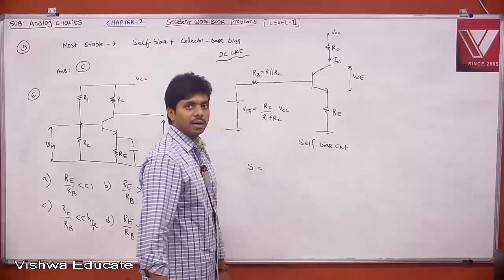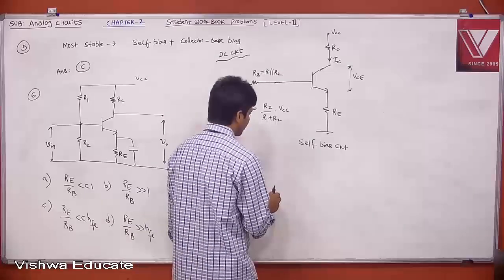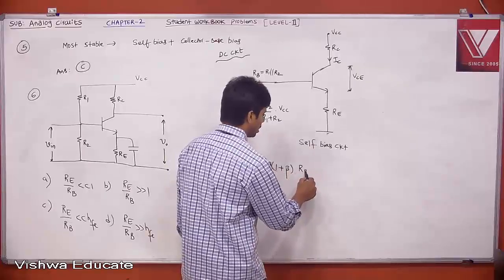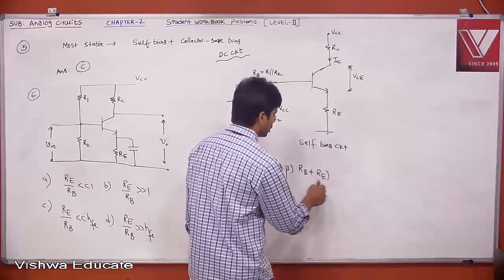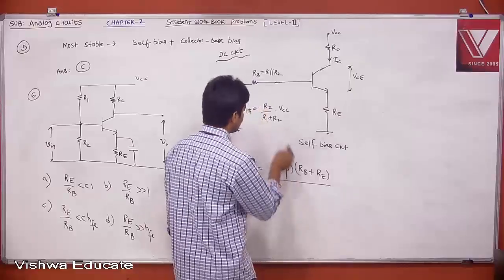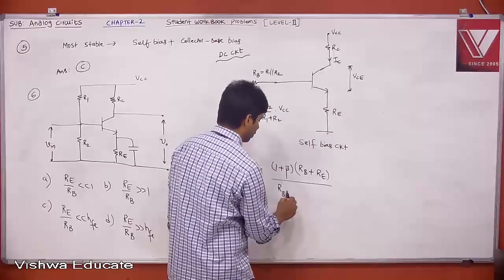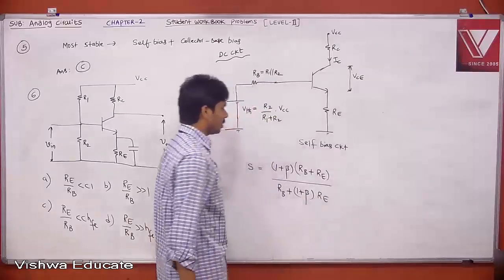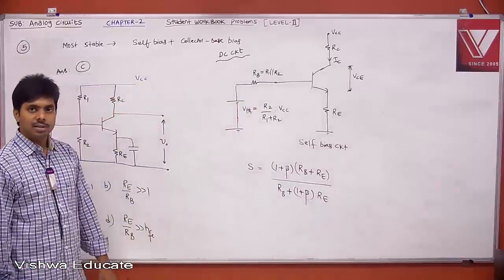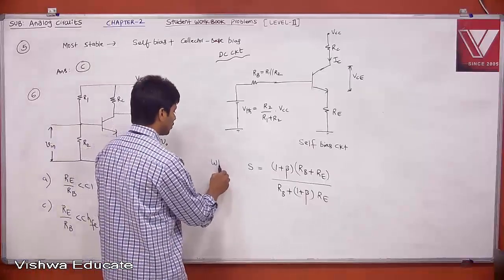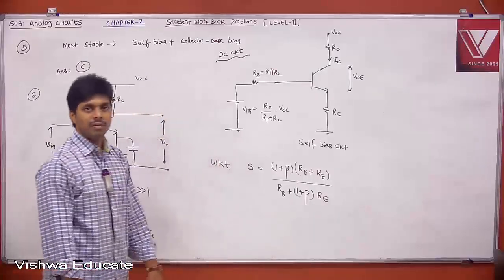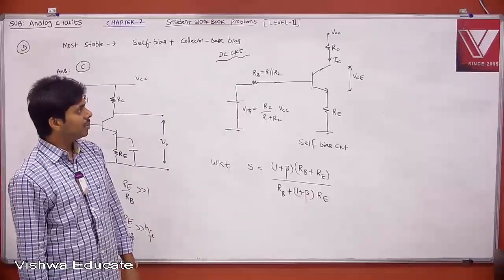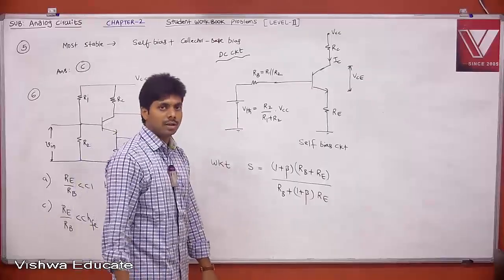And we got the stability factor, right? What is the stability factor? Your stability factor is equal to, you remember, 1 plus beta into RB plus RE divided by RB plus 1 plus beta into RE, where RB is nothing but your R Thevenin. This is what we got. Then we simplified this. This is the stability factor, the change in IC with respect to IC naught when VBE and IB are constant. That is what we derived.